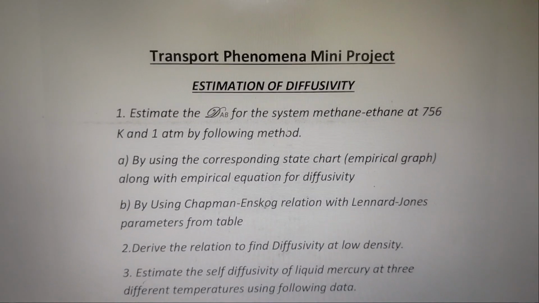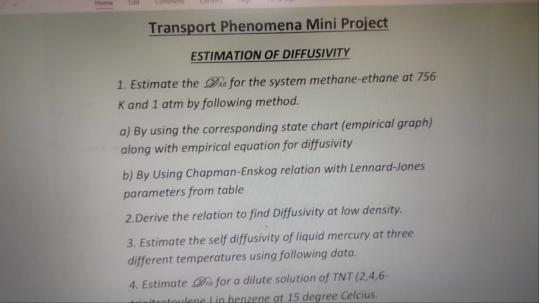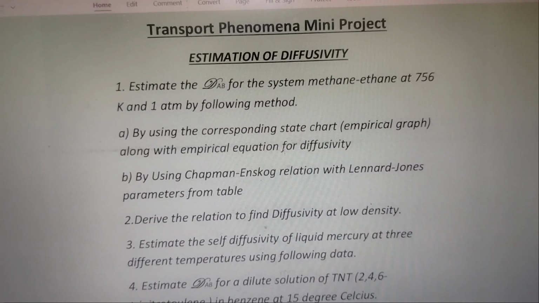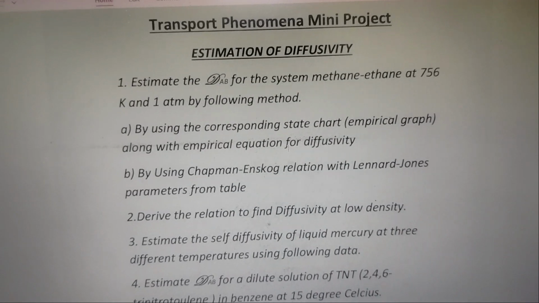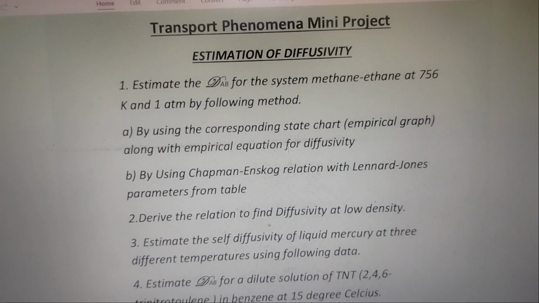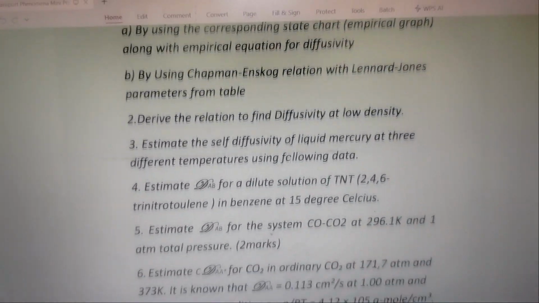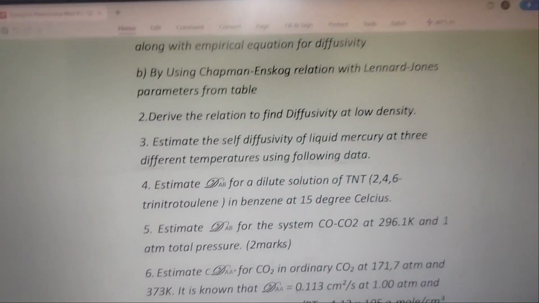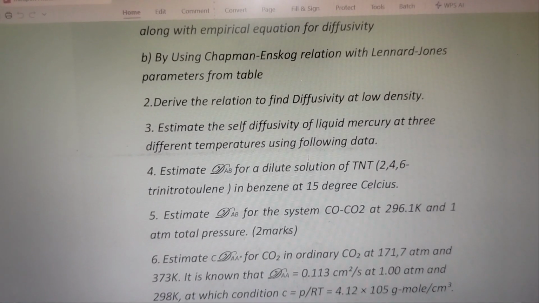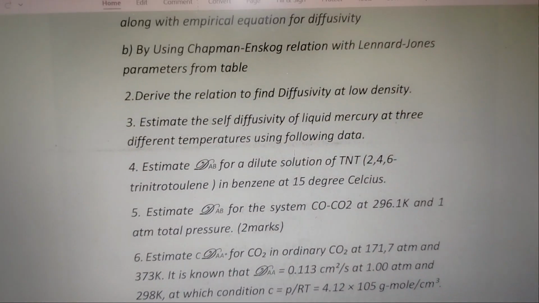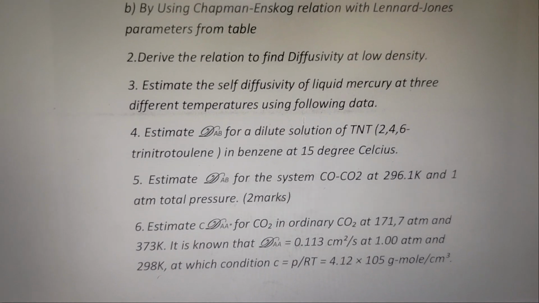This is the very first question, in which we have to estimate diffusivity for the system methane-ethane using two methods. First is by using the empirical graph, and the second one is using the Chapman-Enskog relation. The second question is to derive the relation to find diffusivity at low density. This is done very well, so you can look into the solution afterwards when we complete it.